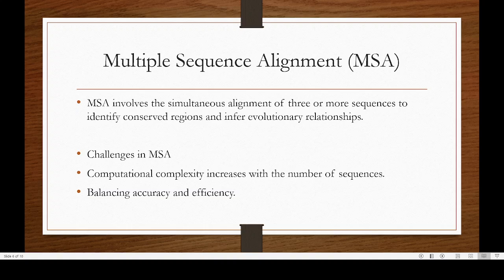Then what are the main challenges in multiple sequence alignment? One is computational complexity. For example, here we are using a smaller sequence set of only 2 sequences, whereas here we are using more than 2 sequences.